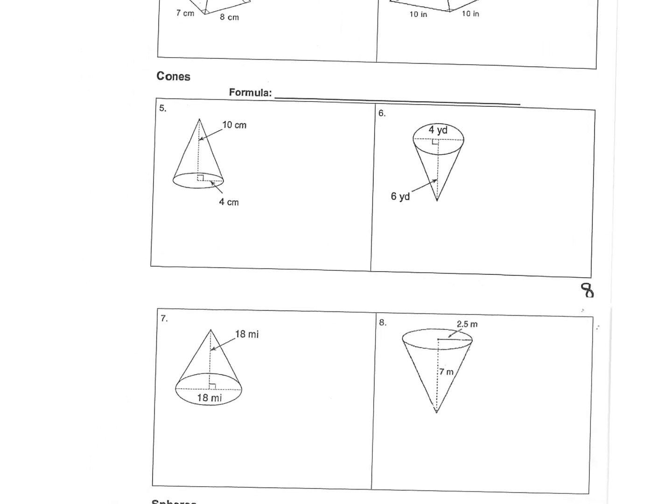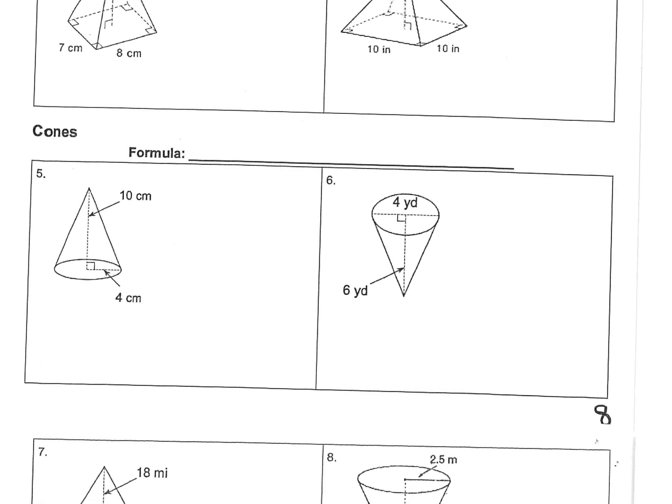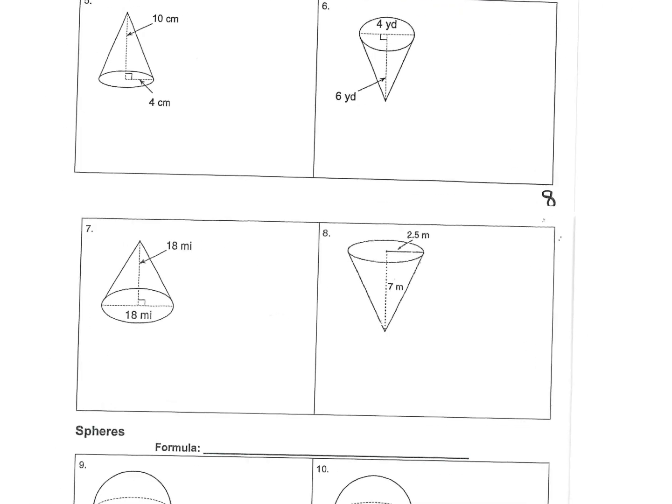Go ahead and go over cones again if you need a reminder. The cone's formula is volume equals pi times the radius squared times the height, divided by 3. Or you can think of it as pi times r squared times the height, r just being the radius, and divide by 3. Whichever one works for you. That would be problems 5 through 8.